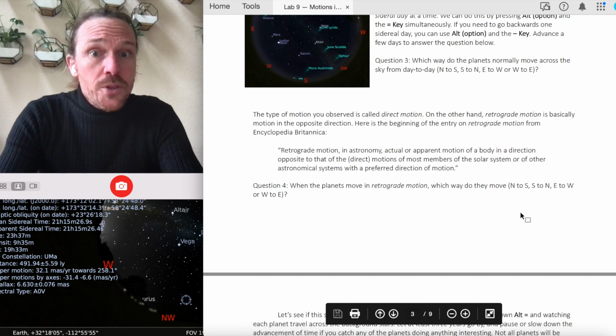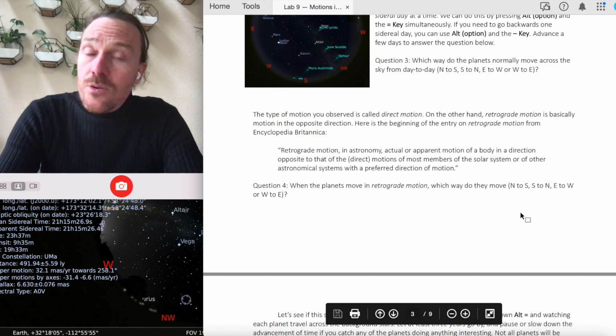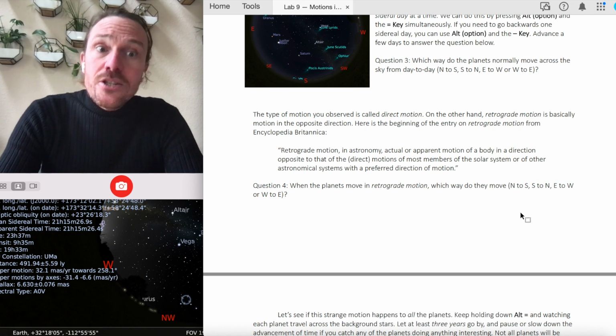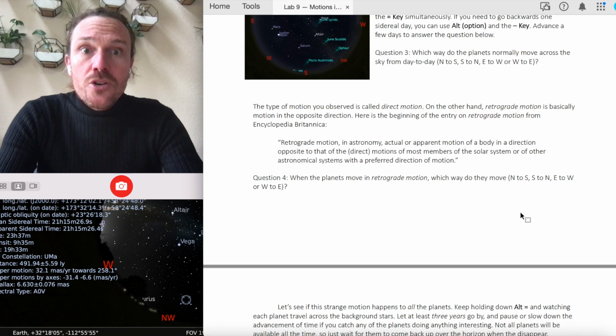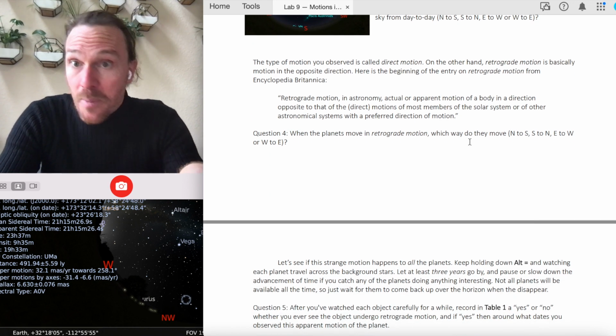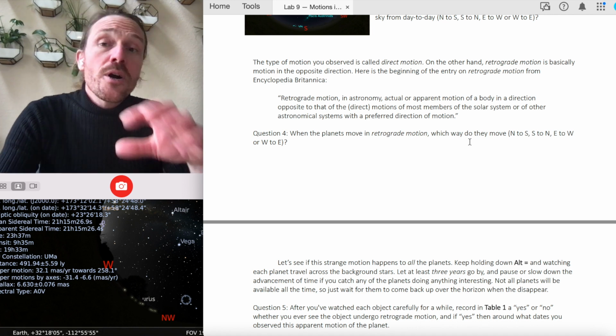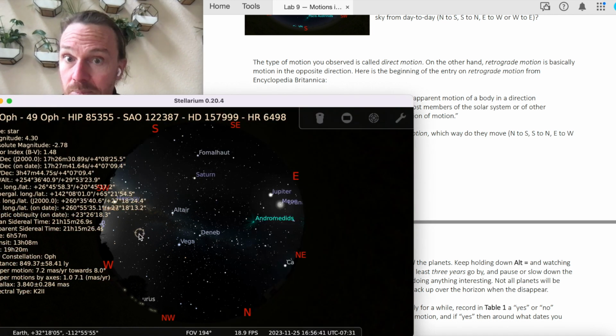So let's continue on with the questions. Question 4: when the planets move in retrograde motion, which way do they move? Okay, so a straightforward answer there. Just want to make sure you can clearly compare the two cases, direct motion and retrograde motion. And of course, I'm not saying from above the ecliptic plane like I was explaining it before, but from the observer on Earth, like looking up at the night sky.